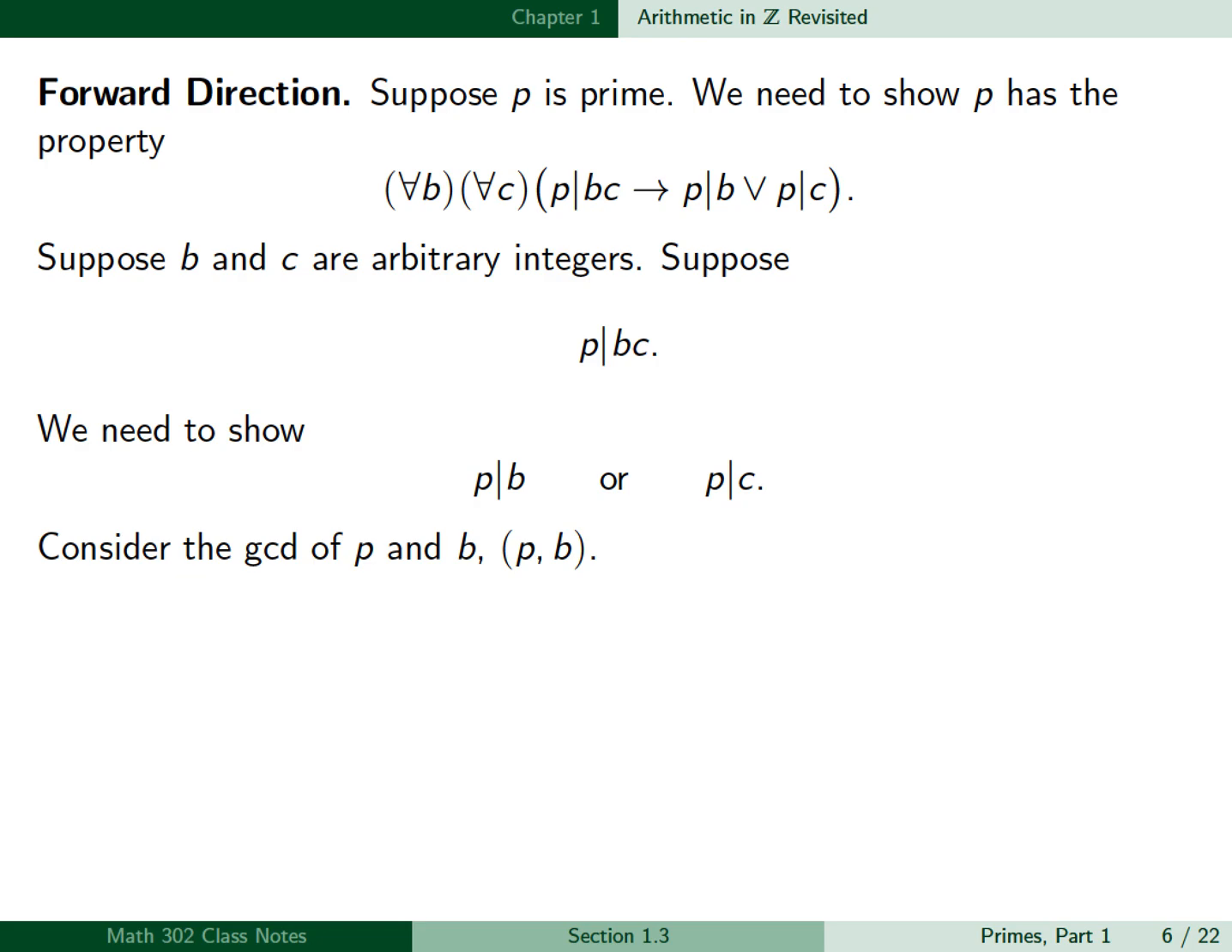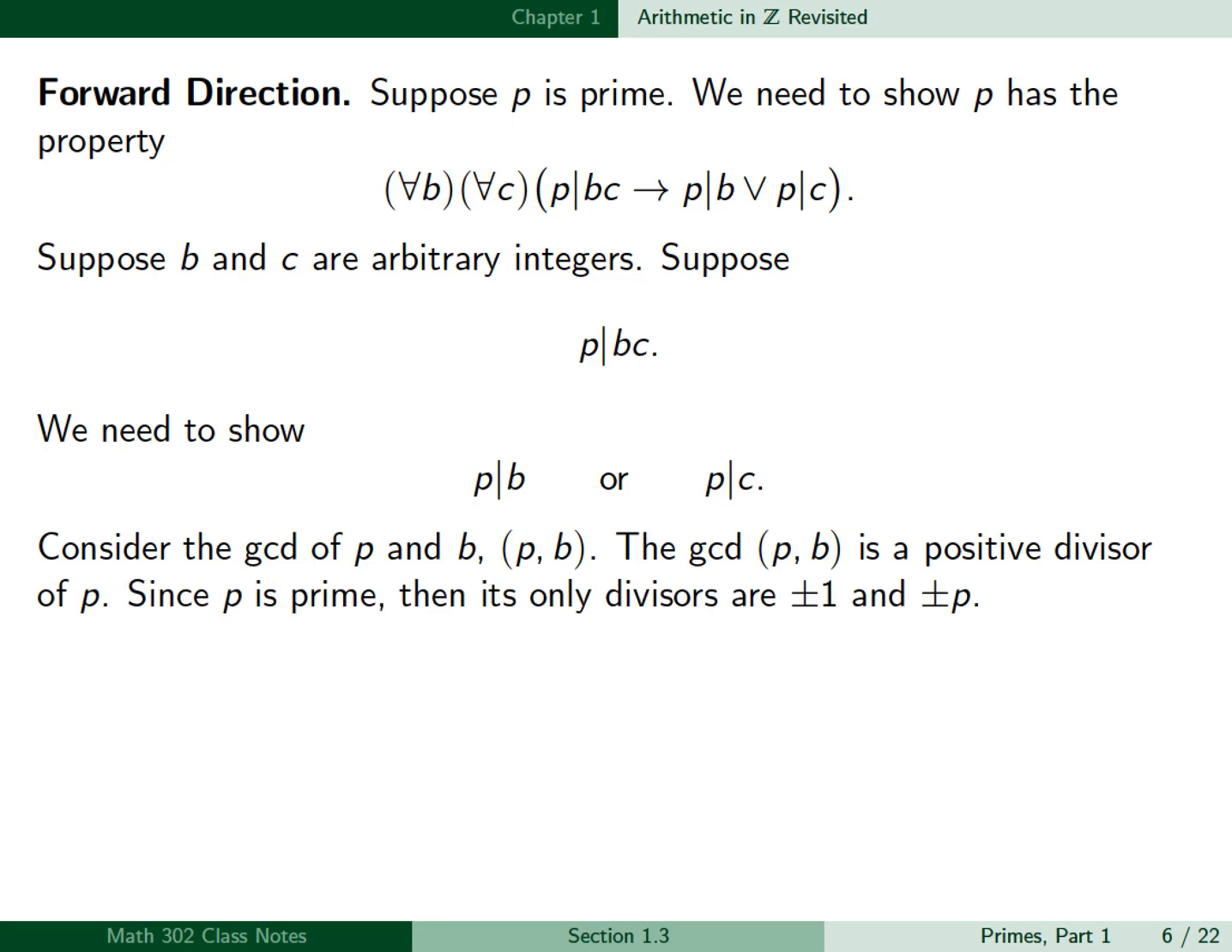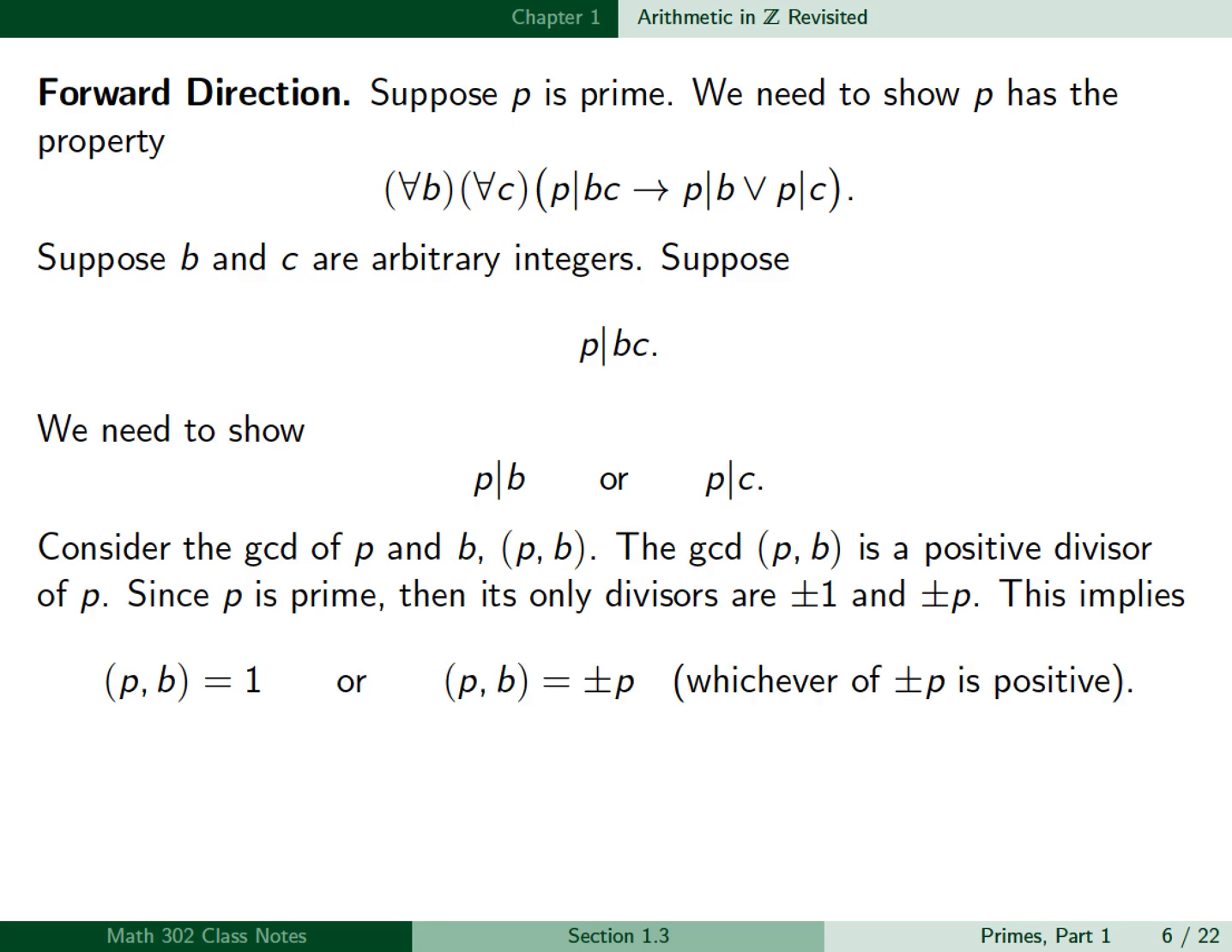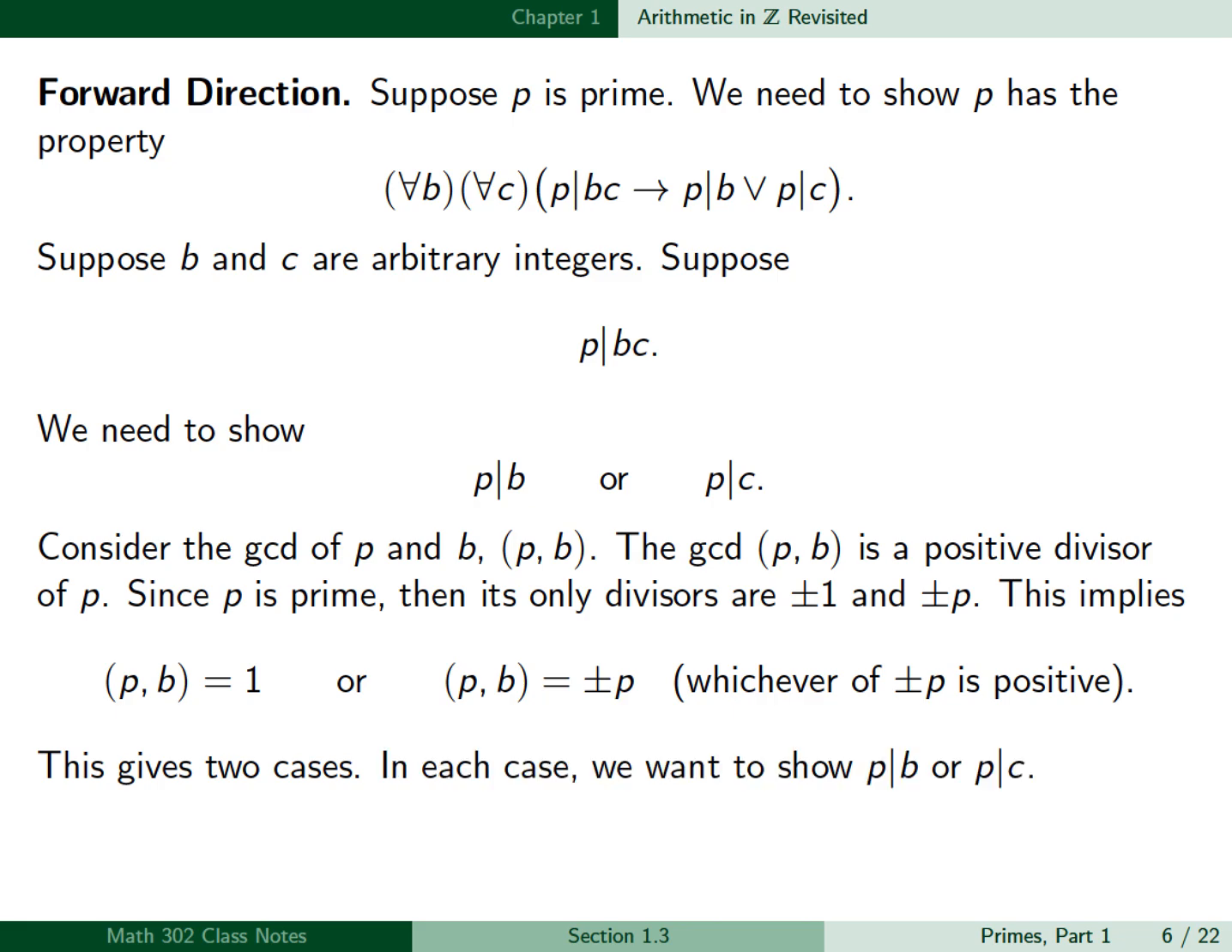To prove this, let's consider the GCD of p and b. The GCD is a positive divisor of p. Since p is prime, then its only divisors are plus or minus 1 and plus or minus p. This implies that the GCD of p and b is either 1, or the GCD is equal to plus or minus p, whichever of plus or minus p is positive. This gives us two cases, and in each case we want to show our conclusion p divides b or p divides c.